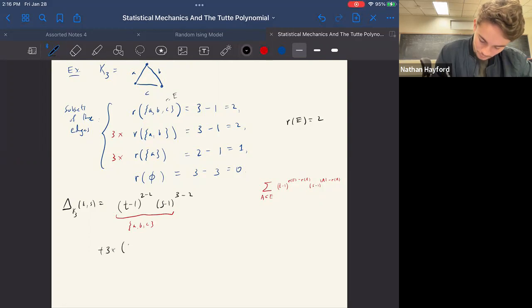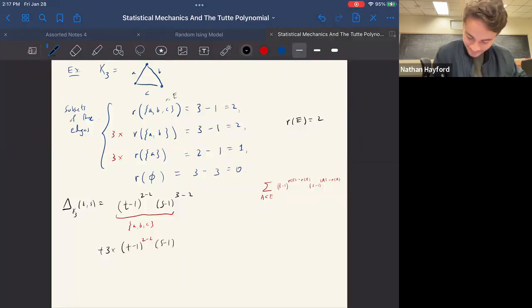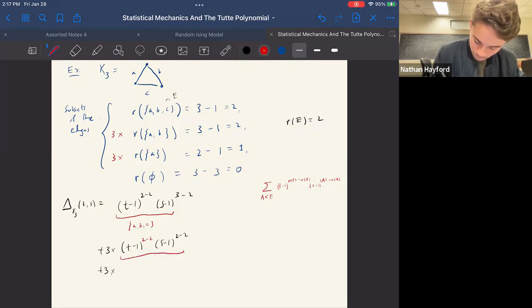Plus 3 times T minus 1 to the what now? So T minus 1 to the 2 minus 2 again, times S minus 1 to the what? Let me read this off. 2 minus 2, plus 3 times this now comes from AB, plus 3 times T minus 1 to the 2 minus 1, S minus 1 to the 1 minus 1. This comes from just one edge subsets of the vertices, or one edge subsets of the edges.